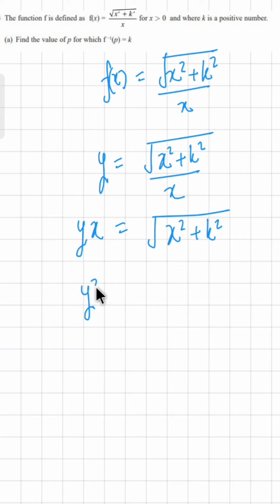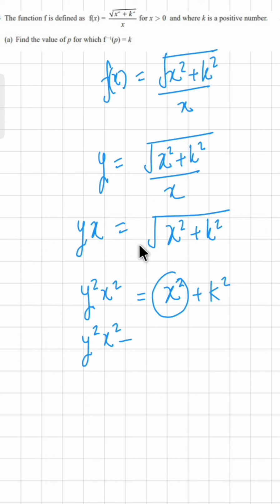x². And if you square the other side, the square root will be removed and only x² + k² will be left. I hope it is clear. Please remember, we are trying to find the value of x here because that is going to help us in getting the inverse of this function. So write y²x², send this x² to the left side, it will become minus x². This is equal to k².